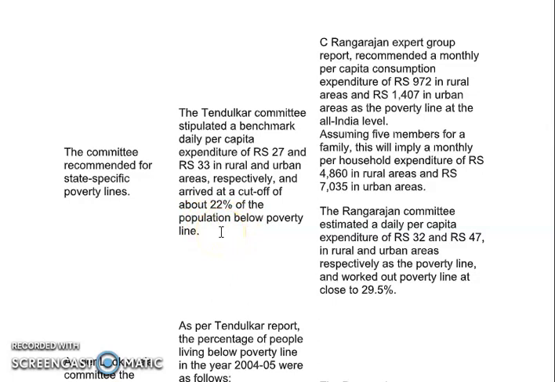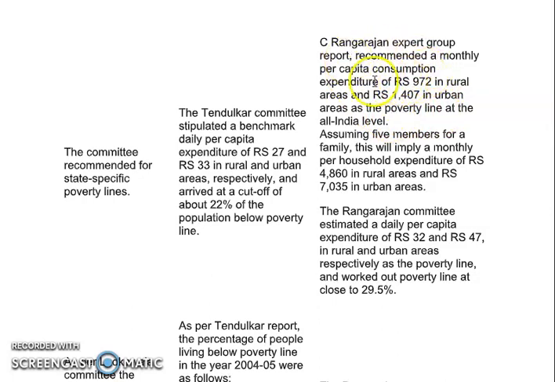After the estimation, they found that 22% of the population was below poverty line, according to the Tendulkar committee. The condition is that rupees 27 is spent daily as per capita expenditure in rural area, and in urban area, rupees 33 is spent as daily per capita expenditure. The Rangarajan expert group report recommended a monthly per capita consumption expenditure of rupees 972 in rural area and rupees 1407 in urban area as the poverty line at the all India level.